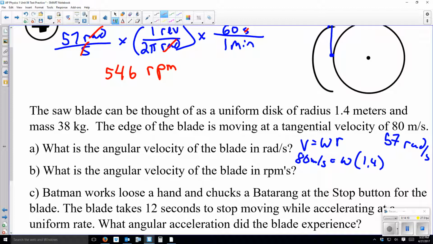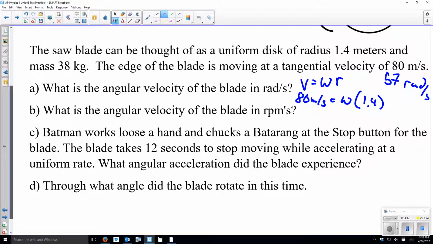For C, it says Batman works loose a hand, reaches out and hits the stop button for the blade. The blade takes 12 seconds to stop moving while accelerating at a uniform rate. What angular acceleration did the blade experience?